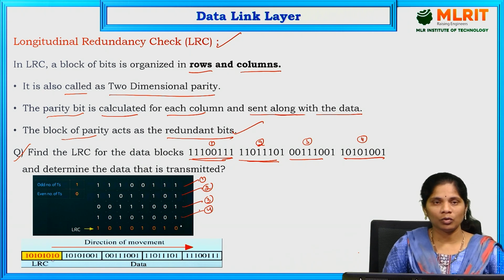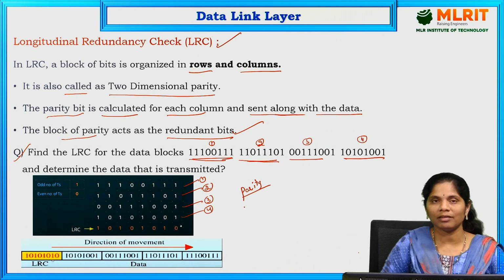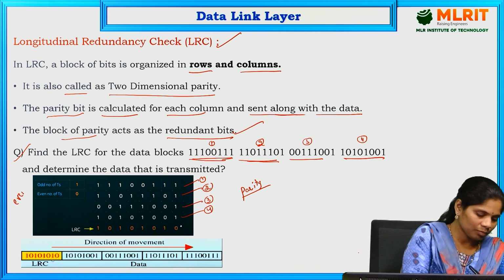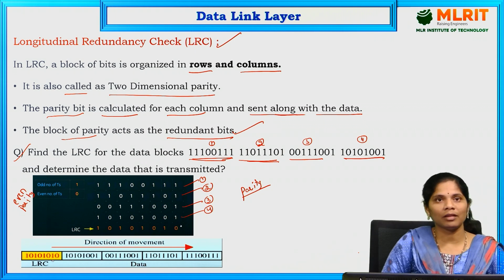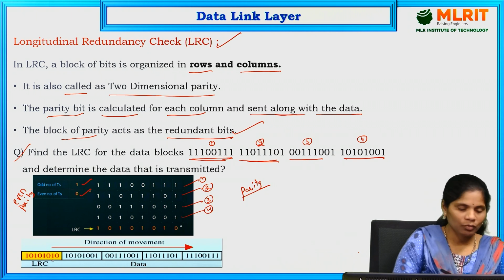And then we have to go for the parity. We have to go for parity checking for adding the redundancy bits. So what is the parity concept? If we go for the even parity concept, if the number of ones in that particular block is odd, then we have to add a 1. If the number of ones is even, then we have to add a 0.